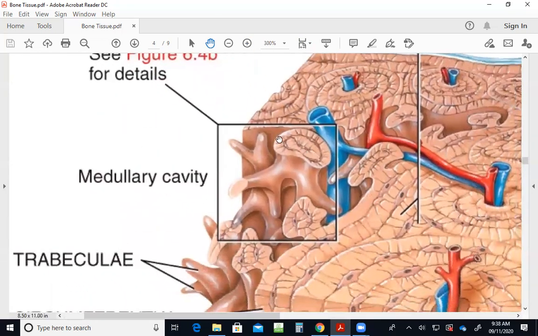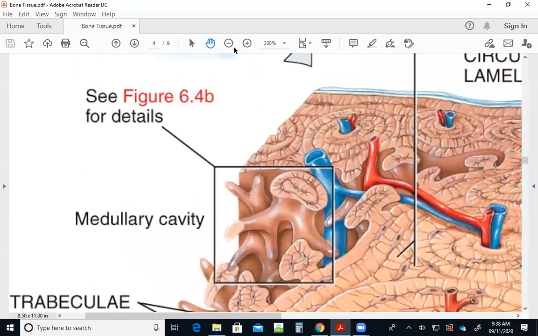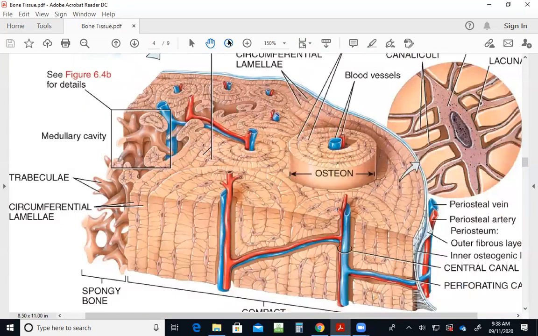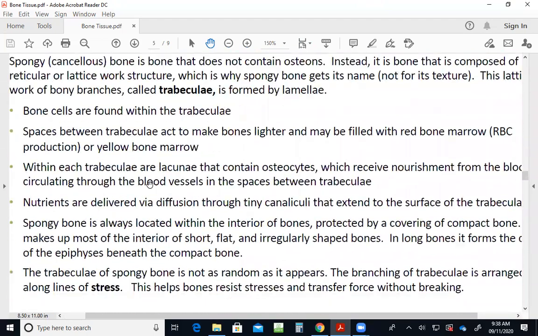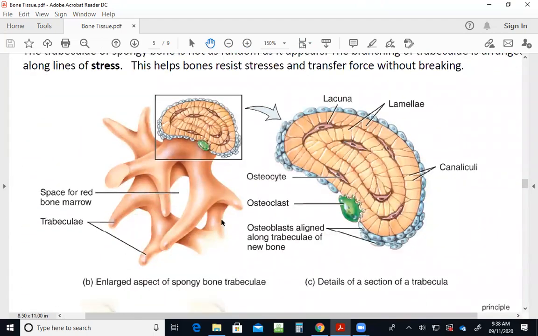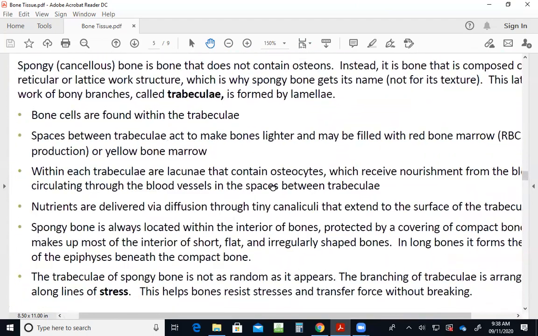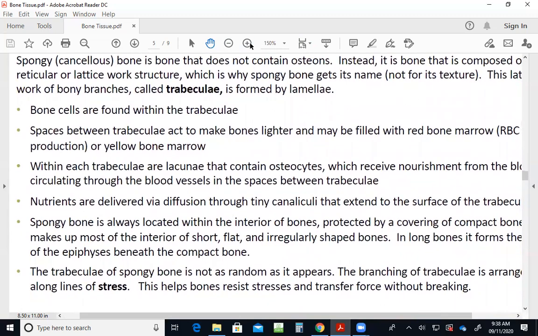Now, in this picture, we also see a box here that says see figure 6.4b. That's what this picture is, here on this next page where we're talking about spongy bone.